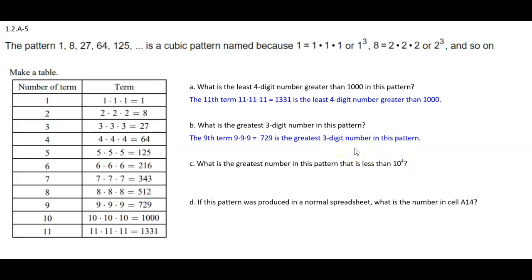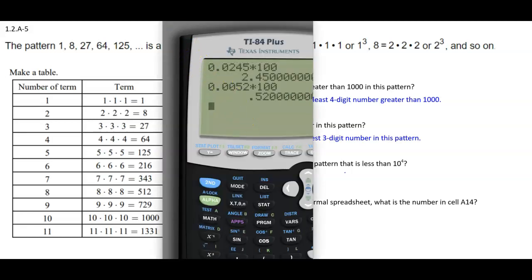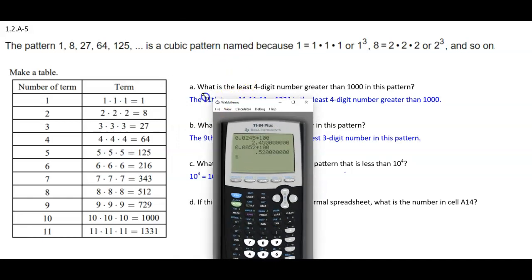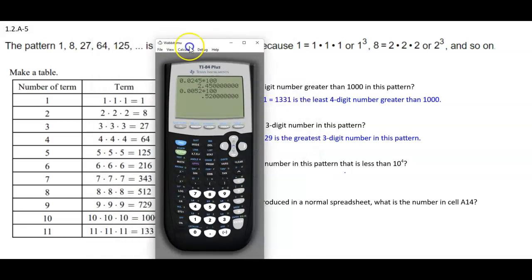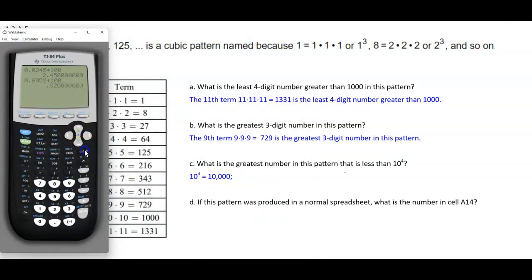Now for part C, it says, what is the greatest number in this pattern that is less than 10 to the 4th power? Well, first let's identify what is 10 to the 4th power. 10 to the 4th power is equal to 10,000, because that's 10 times 10 times 10 times 10. So what we want to do is we want to start and continue that pattern that we have. So if we said 12 times 12 times 12, that is 1,728.